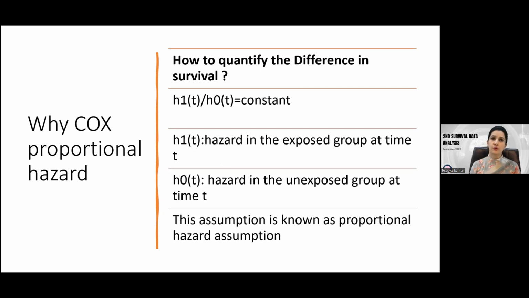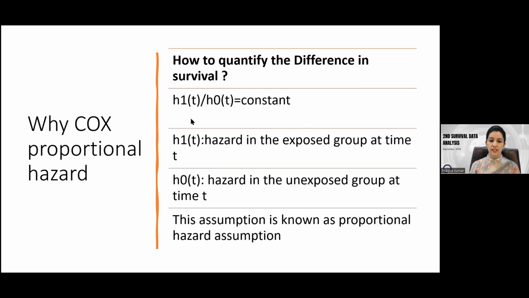In this case, you can take the groups also as a categorical variable, like male and female, maybe the various categories of BMI. So this ratio, which we have seen is constant at various time points, this assumption is known as the proportional hazard assumption. And we need to satisfy this assumption before we can go for this test.